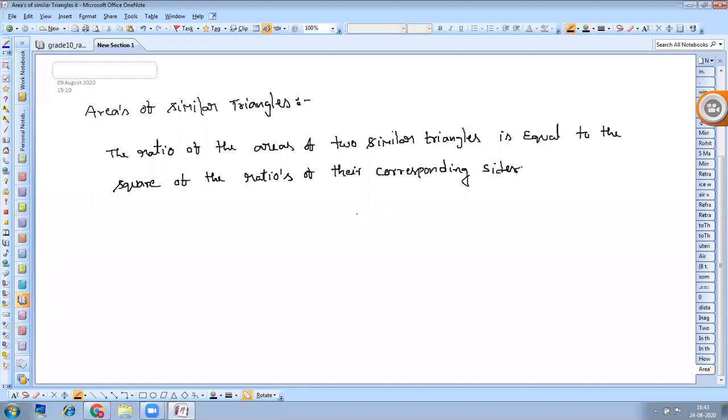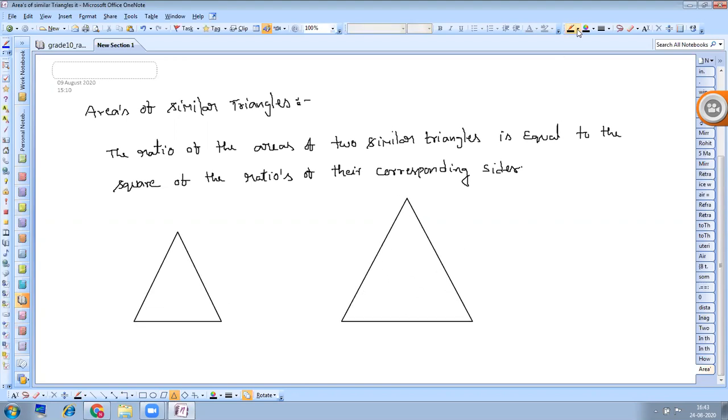We know one relation: the corresponding angles are the same and the corresponding sides are in the same ratio. Suppose I'm taking two similar triangles, I already gave the data. These two are the two similar triangles, in such a way that angle A is equal to angle P, angle B is equal to angle Q, angle C is equal to angle R. Then automatically I can say AB by PQ will be equal to BC by QR will be equal to AC by PR.